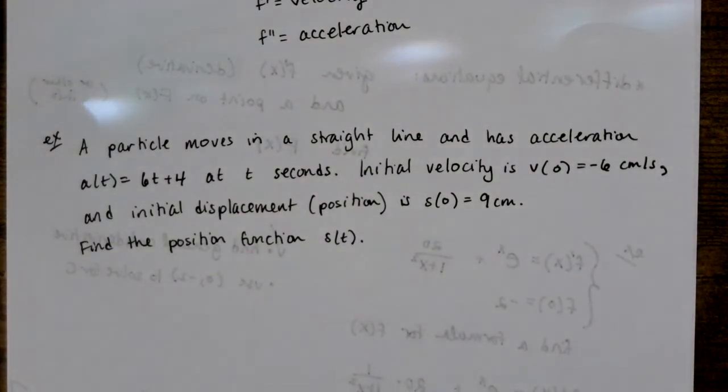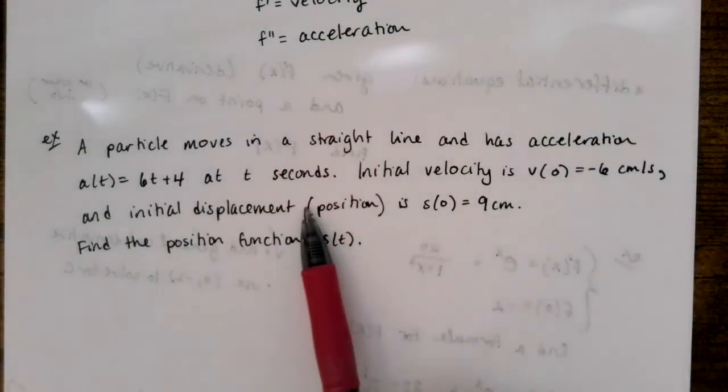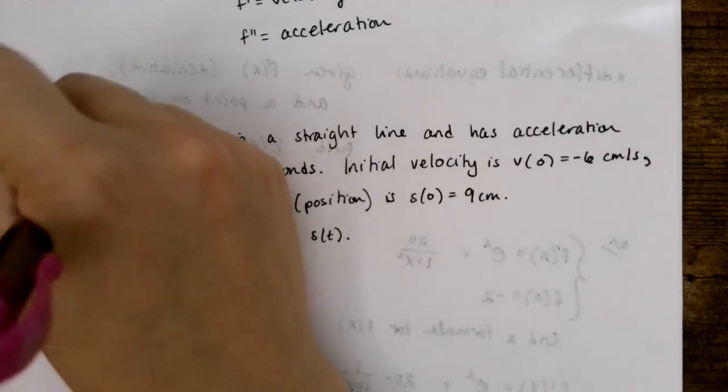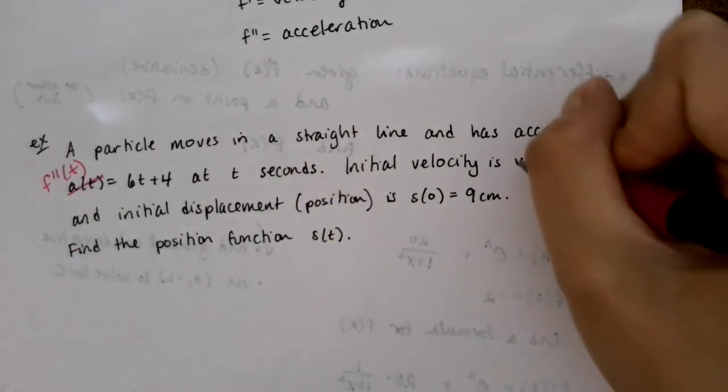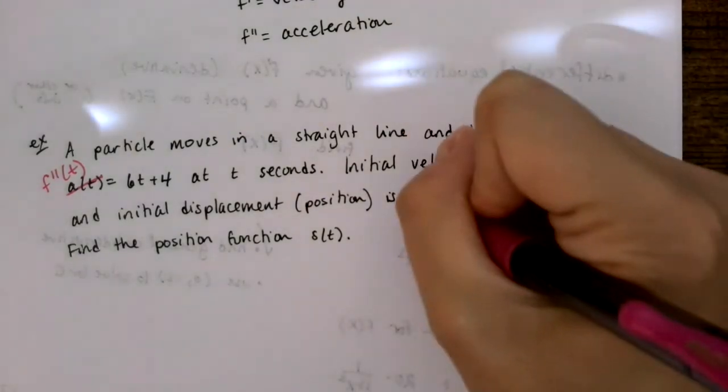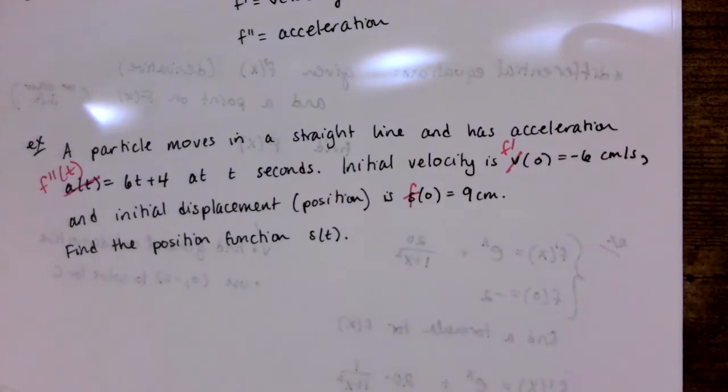The particle moves in a straight line, has acceleration 6t plus 4, initial velocity is this, initial displacement is this, find the position function. So they're using fancy notation, but we can apply what we know from up here down here. So when they say acceleration, they're telling you this is the second derivative. Velocity is the first derivative. And then initial displacement s, that's your f. So they're using the fancy terminology, but these three are connected in that way.